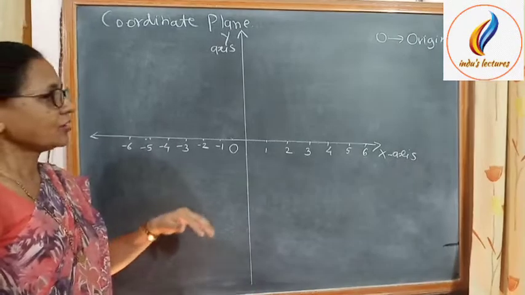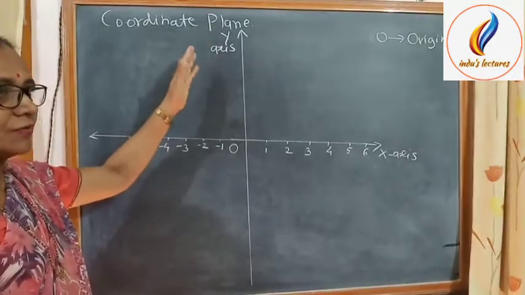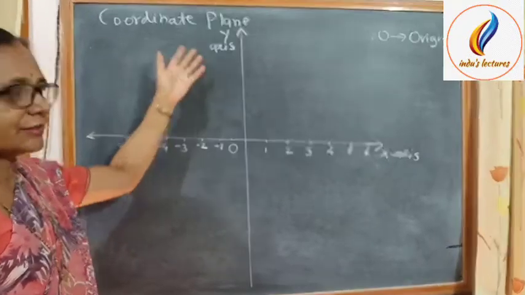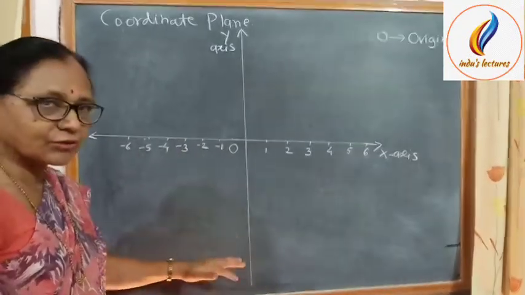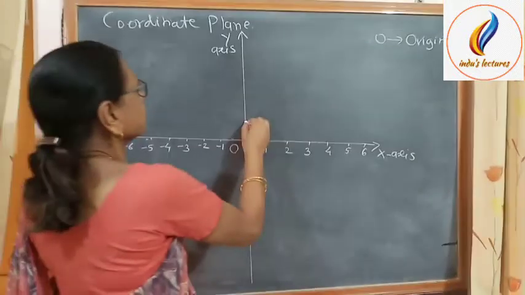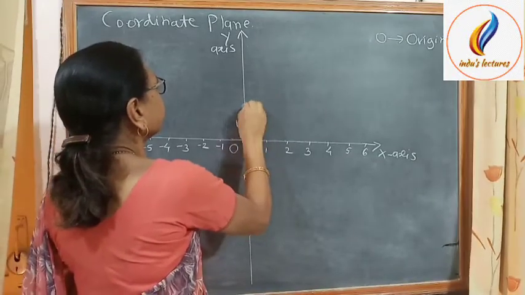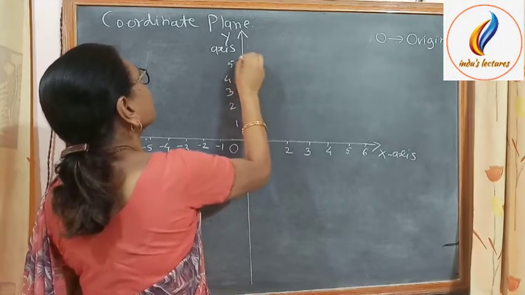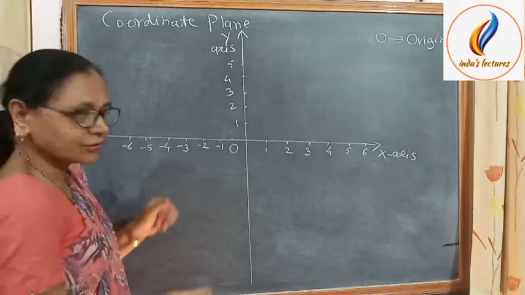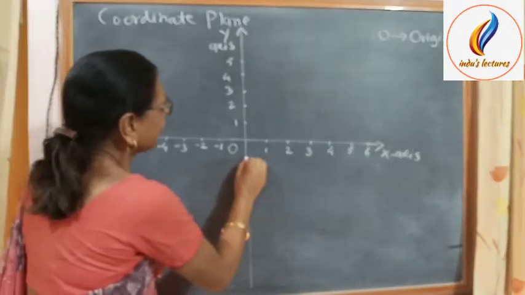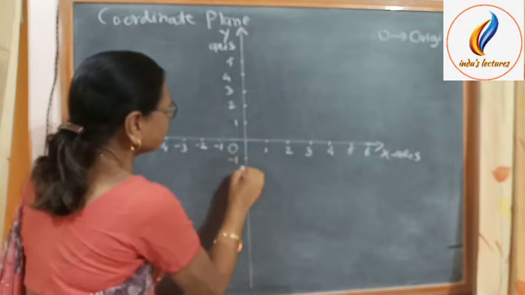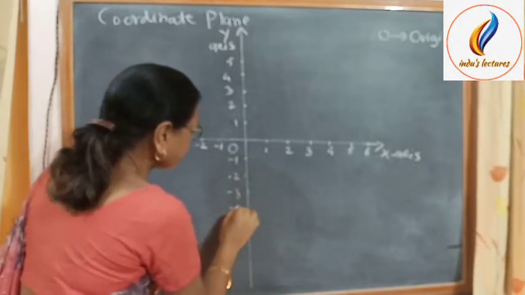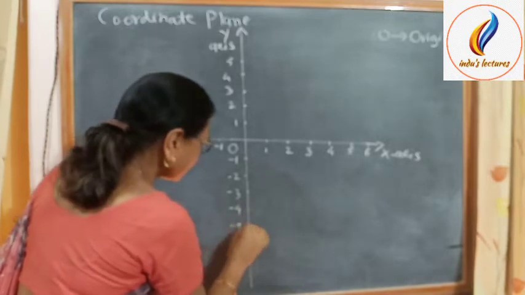Similarly, on the y-axis, that means the vertical axis, the numbers above the origin are positive and the numbers below the origin are negative. So, say this is 1, then 2, 3, 4, 5 like this. And below the origin, on the y-axis, numbers are negative. So -1, -2, -3, -4, -5 like this.